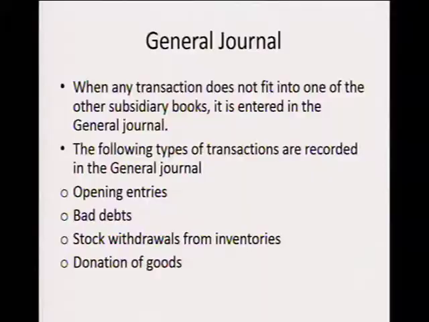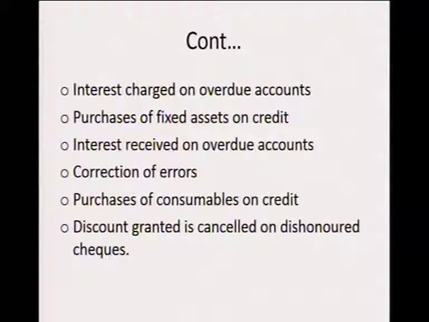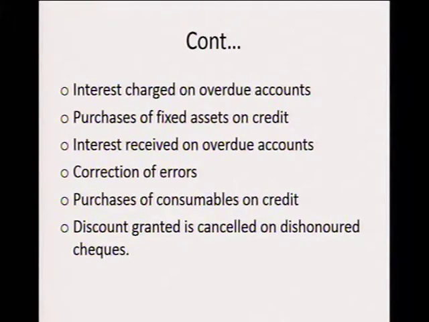And then the next topic is the general journal. Now the definition of a general journal: that is where we enter transactions that are not fitting in the books of first entry. The types of transactions that are likely to be recorded in the general journal are, in number one, opening entries, bad debts, stock withdrawal from inventories, and donation of goods. And then we also have interest charge on overdue account appearing in the general journal.